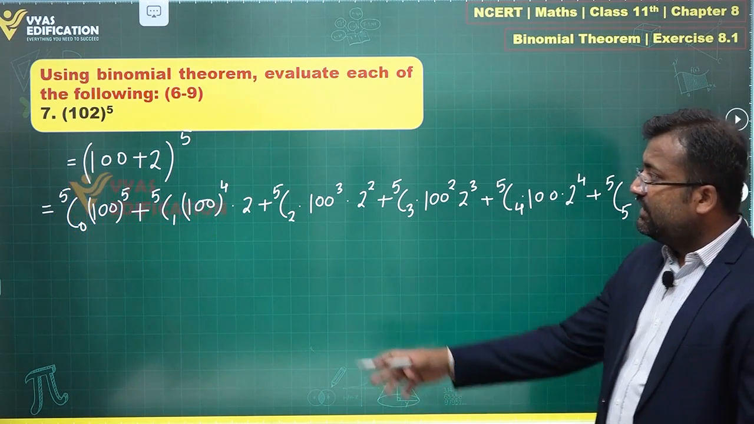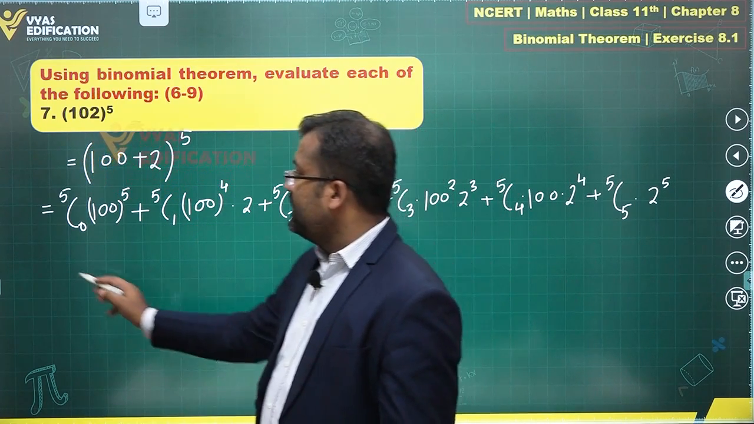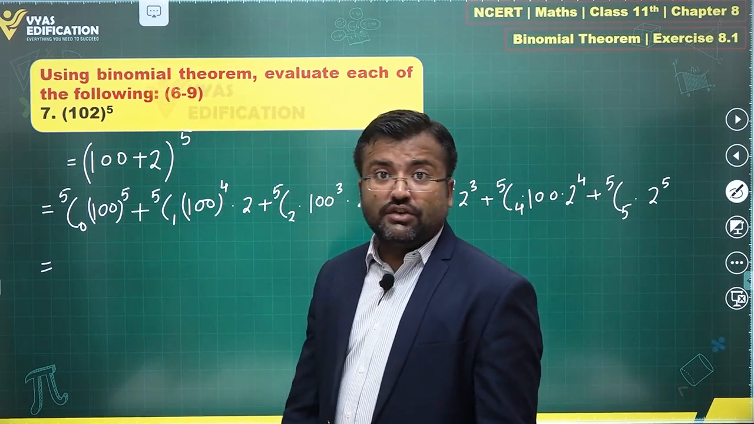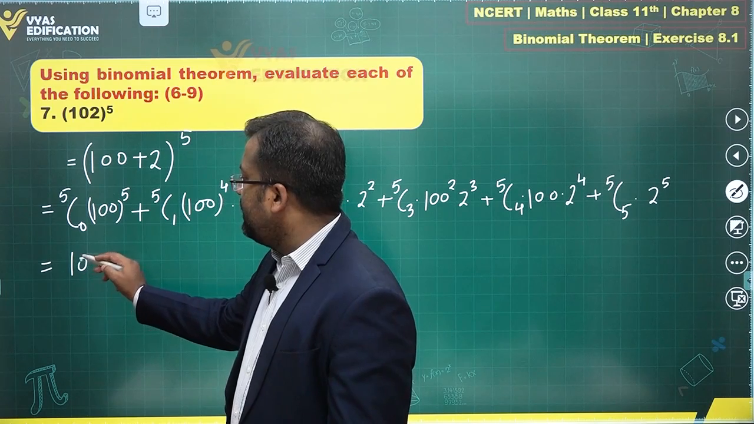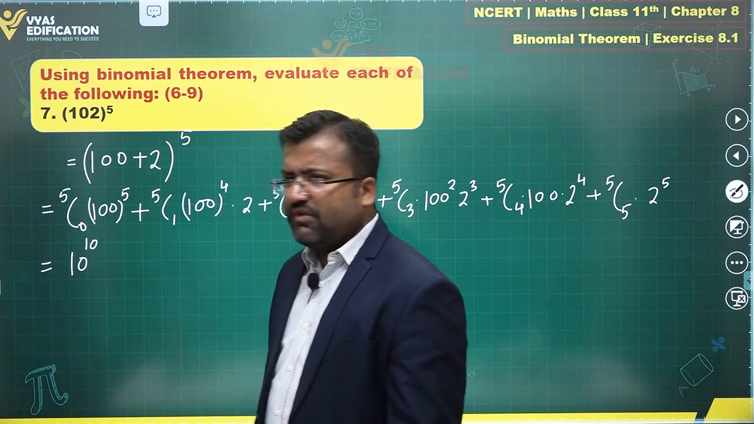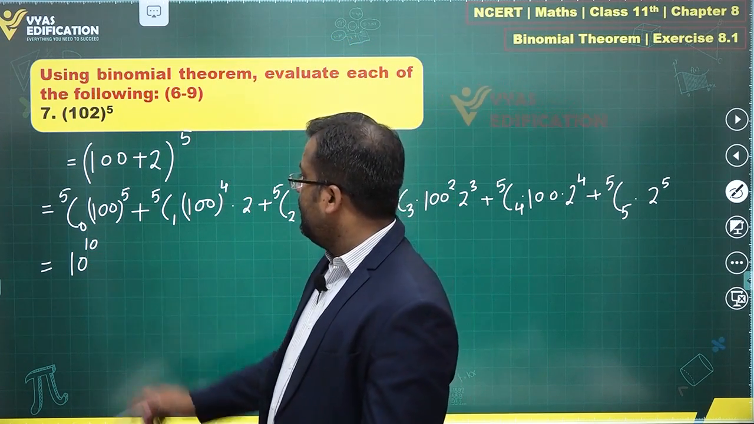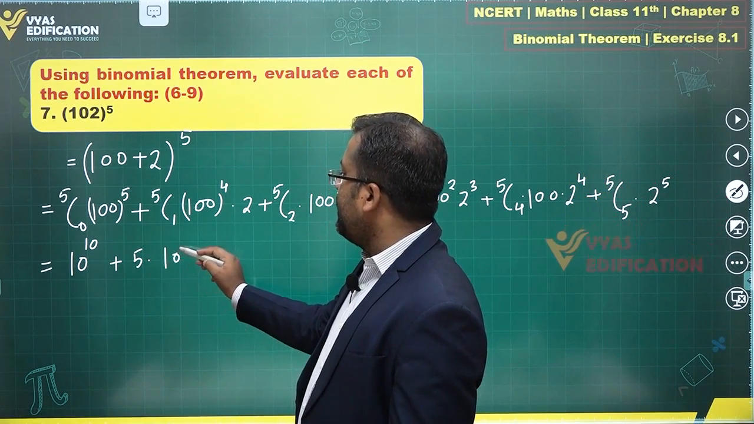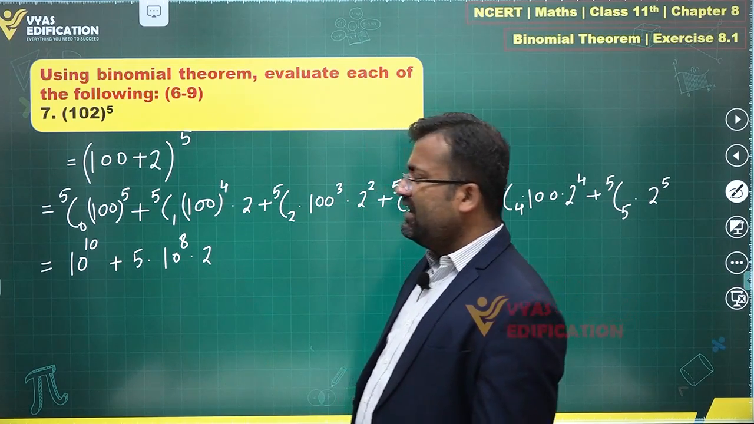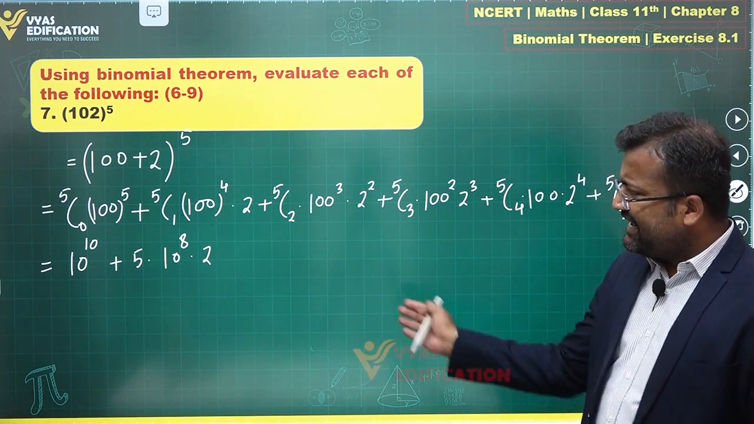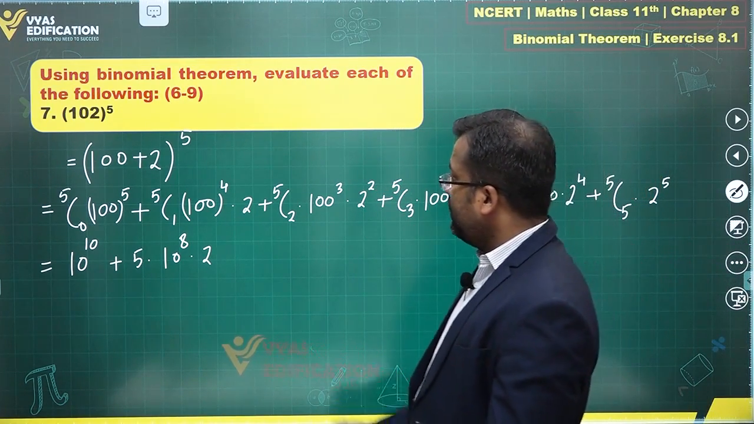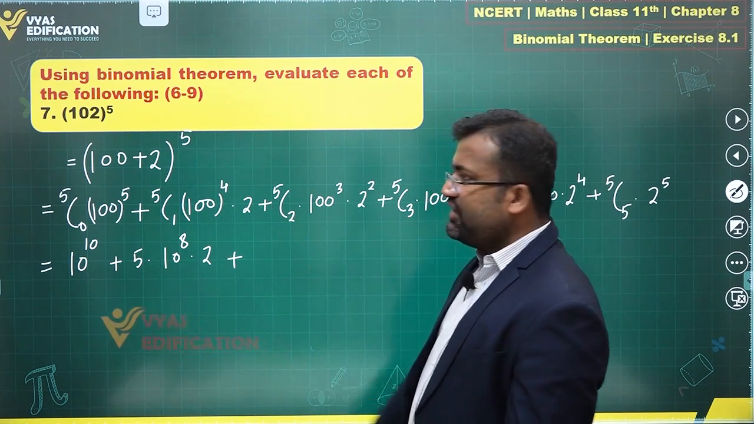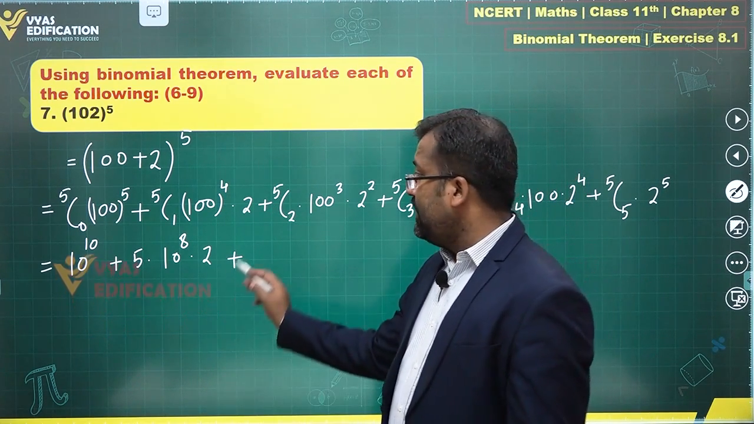What next? This 100 power 5 is actually 1 followed by how many zeros? 10 zeros. This is actually 10 power 10. 5C0 is simply 1. We are not supposed to worry about that too much. And what else? This is 5 times 10 power 8 times 2. Let's write in terms of power, and write the expanded form as well after multiplying all of this together, plus 5C2. 5C2 is 5 times 4 upon 2 times 1.